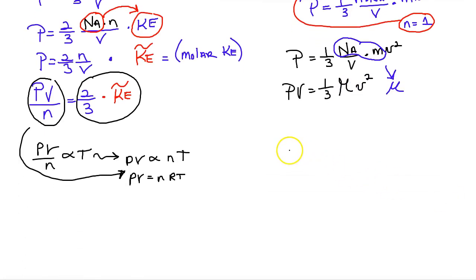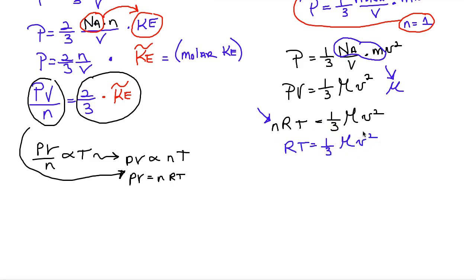What I know is that PV is equal to nRT. So because PV equals nRT, I could put nRT here in place of PV, and that equals 1/3 molecular mass mu squared. However, n is equal to 1 in my system, so this goes to 1, so it's RT equals 1/3 molecular mass mu squared.